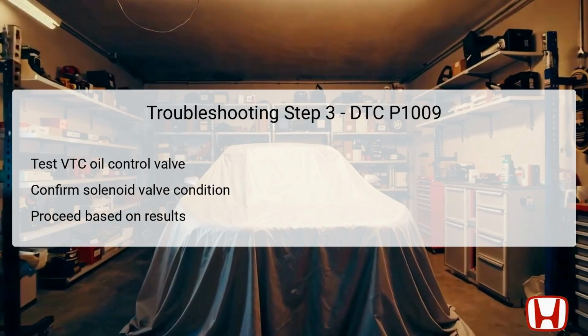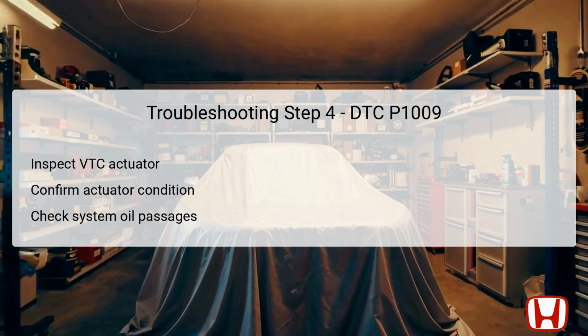If testing confirms that the VTC oil control solenoid valve is in working order, move forward to step 4. However, if the valve is found defective, the solution is to replace the solenoid and follow it up with repair verification. Ensuring the solenoid's functionality is essential as it directly impacts the effectiveness of the entire VTC system.